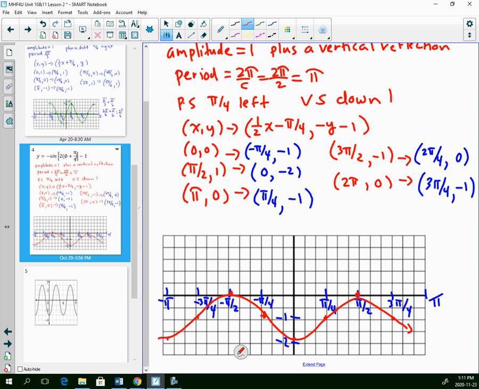Okay, so it's not that hard. Just make sure that you use the correct trig ratio. Make sure that you're doing sine or cosine. You will not be asked to transform any of tangent or any of the reciprocal ratios.